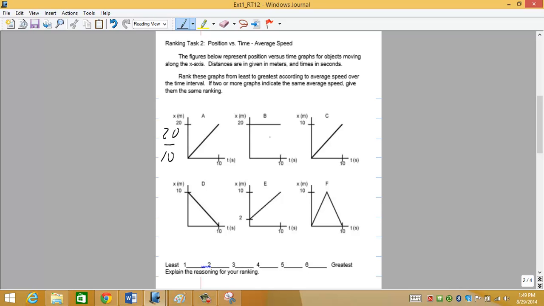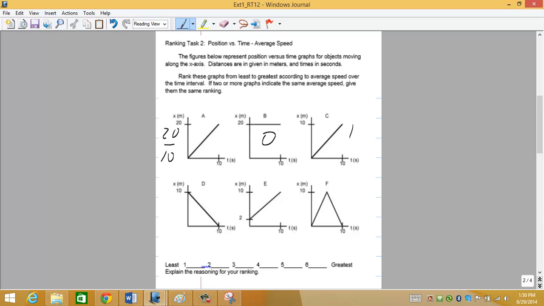You haven't traveled anywhere. Average speed, 0. C, same deal. You travel 10 meters in 10 seconds. Average speed, 1 meter per second. D, be very careful here. Yes, you're moving from positive values towards 0.